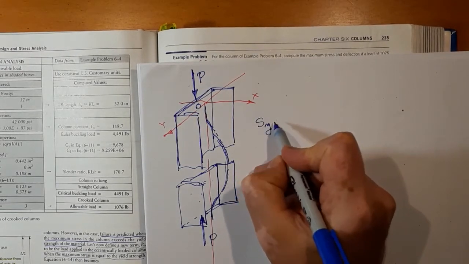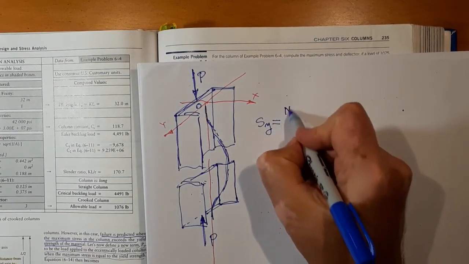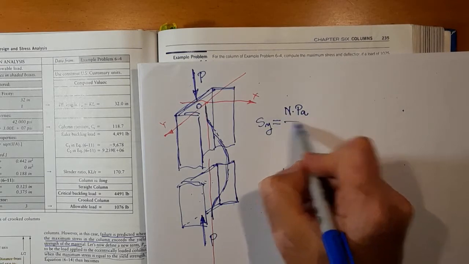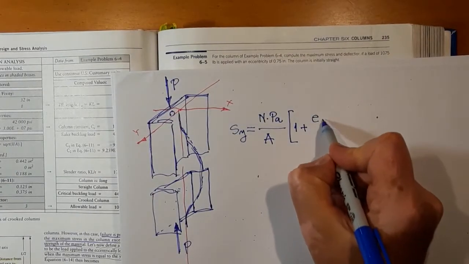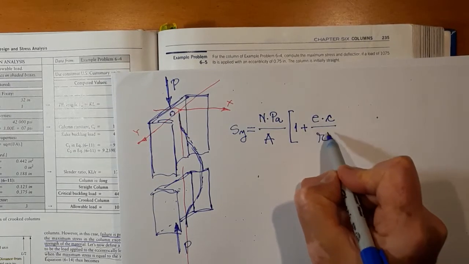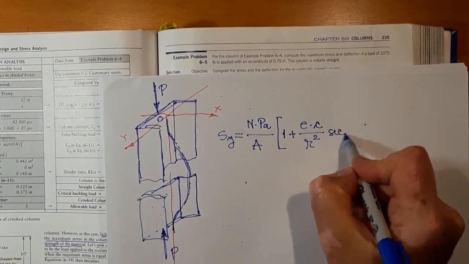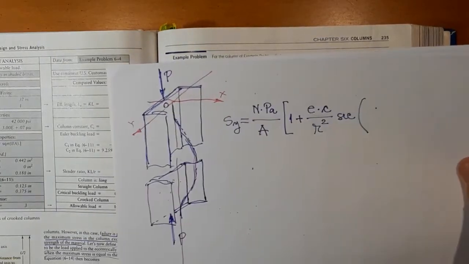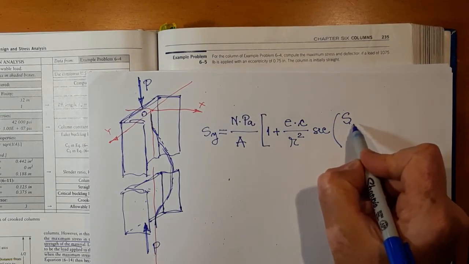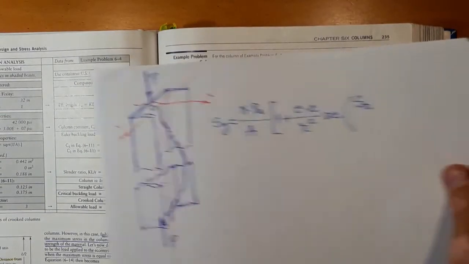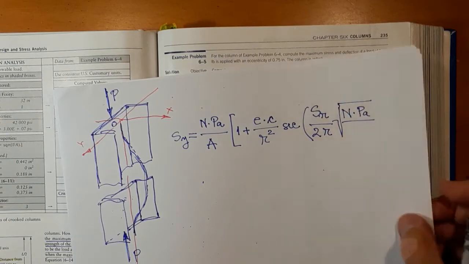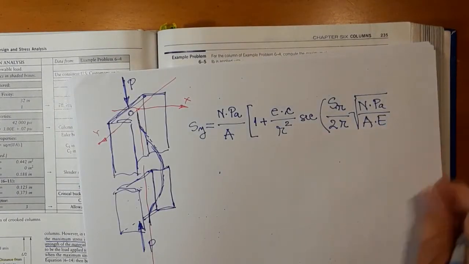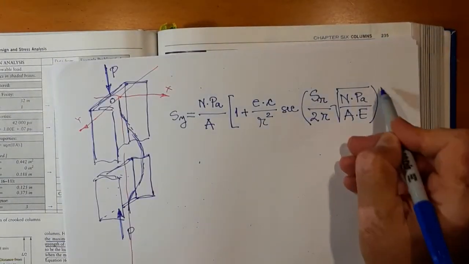So I have equation 615: design factor times admissible load, which I want to find, over area, times the bracket 1 plus E times C over R squared, secant, instead of KL, I'll put S, slenderness ratio, over 2R, and then there's N times admissible load, so N design factor over A over E, close parenthesis, close bracket.